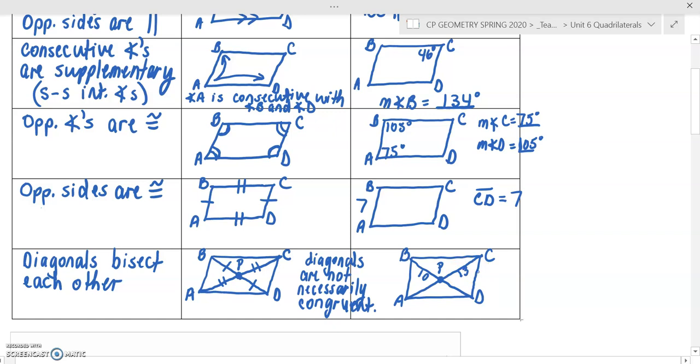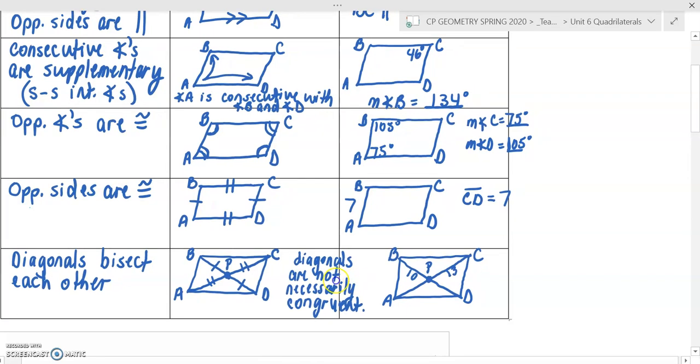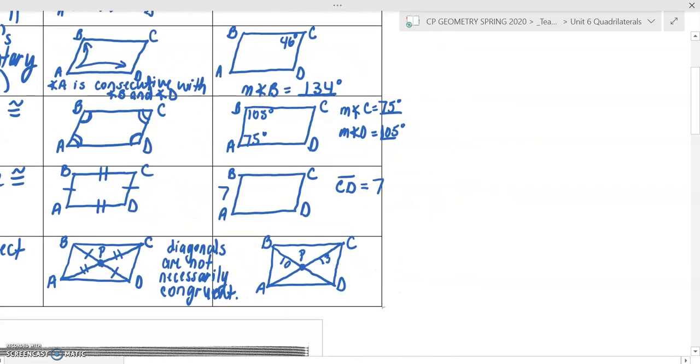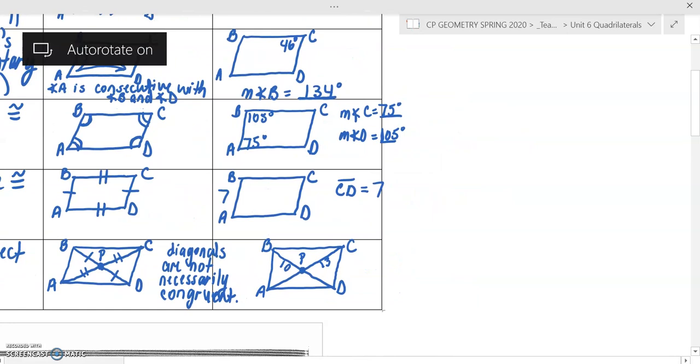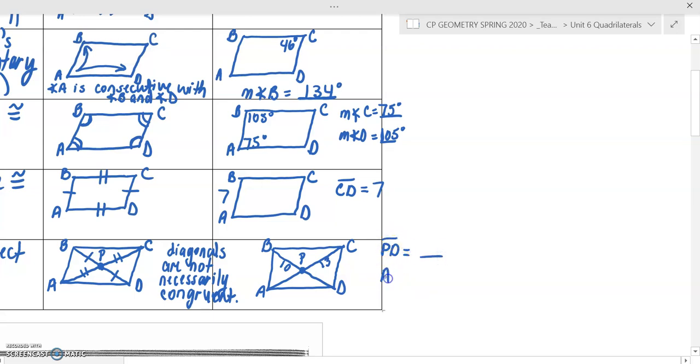Let's find PD and AP, and I'm just going to scroll over just a little bit. So again, we're going to find PD and AP. So PD, and then we'll find AP. All right, so PD is obviously going to be 10, because remember, the diagonals bisect each other. AP is going to be 13, because again, diagonals bisect each other.